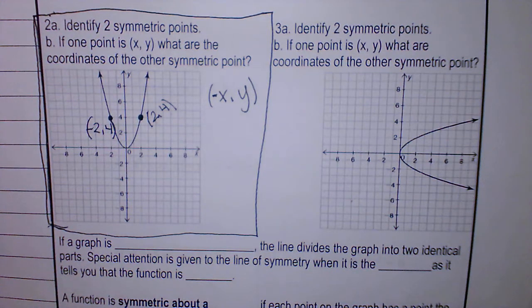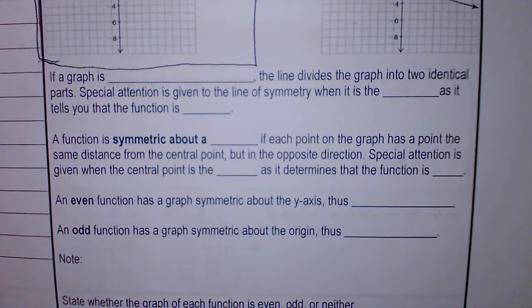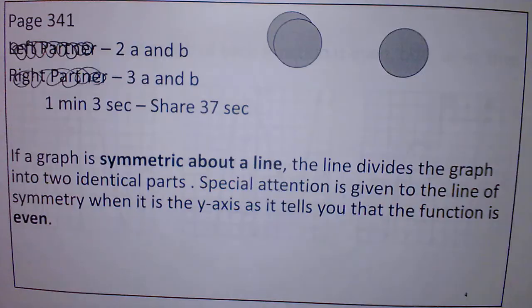And you can tell from your notes that we've got a bunch of vocab right below there. So we're going to go ahead and get that vocab out of the way. The vocab for today is pretty easy. If a graph is symmetric about a line, the line divides the graph into two equal parts.